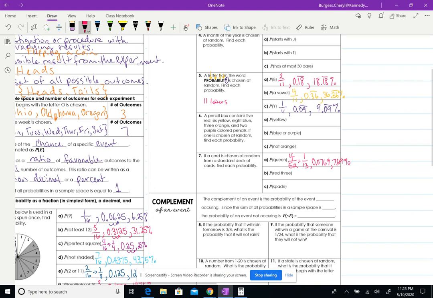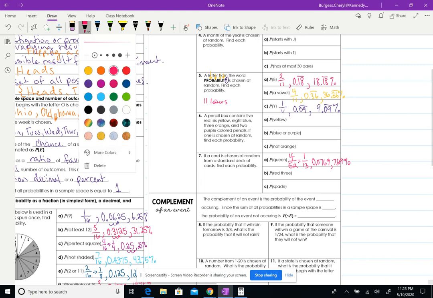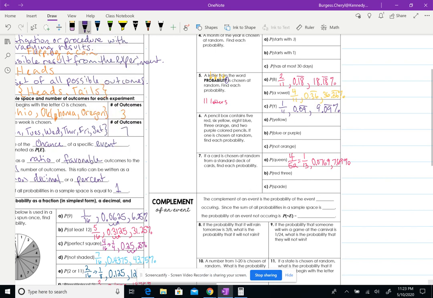Okay, what's the probability of choosing a red 3? Well, in a standard deck of cards, half the cards are red and half the cards are black, right? So the red ones, there's 2 red 3s out of 52 cards in total. And I need to reduce this, right? That's 1/26.